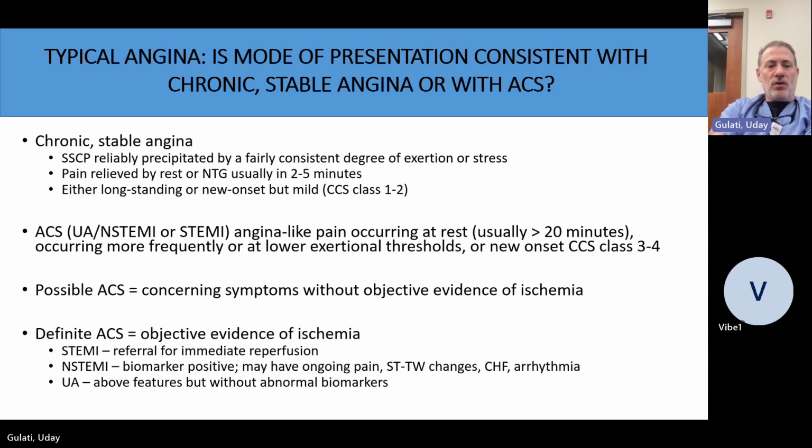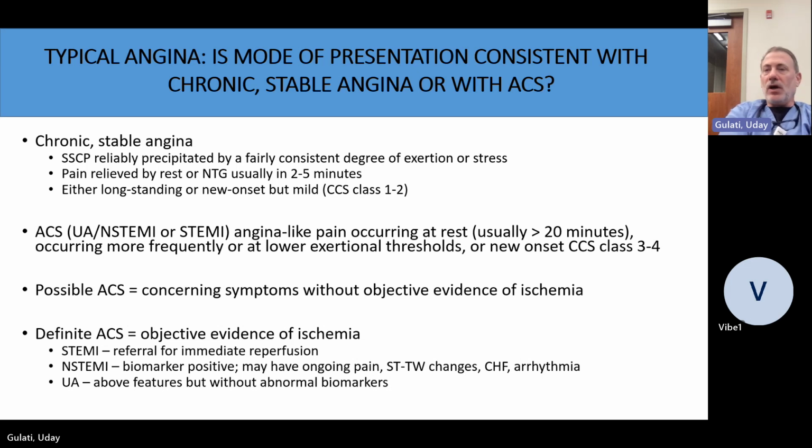And then, we kind of went over this already, but once you've taken a look at them, and let's say they have no objective evidence of ischemia, right? And they have a description of the pain that's reasonably consistent with angina, you have to think a little bit about what the mode of presentation is. So, chronic stable angina is predictably precipitated by activity or stress and goes away with rest, whereas acute coronary syndromes will be long lasting, or will occur more frequently and at lower exertional thresholds.